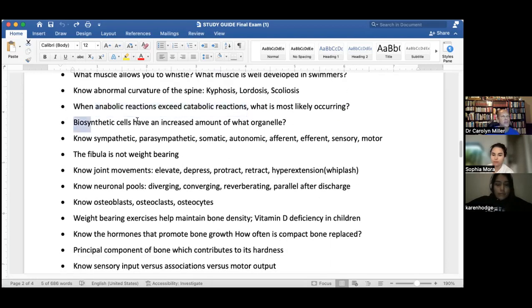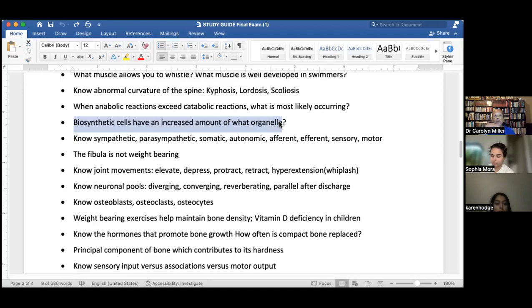And the question following that, okay, biosynthetic cells have an increased amount of what organelle? Biosynthetic cells, I'm probably making a lot of protein if I'm in a growth spurt. So that is biosynthesis. I'm synthesizing protein, more muscle fibers. And therefore, the way I make the protein, whatever I'm synthesizing, and it is a protein, is going to occur on the ribosomes. And the ribosomes are actually on the RER, the rough endoplasmic reticulum.